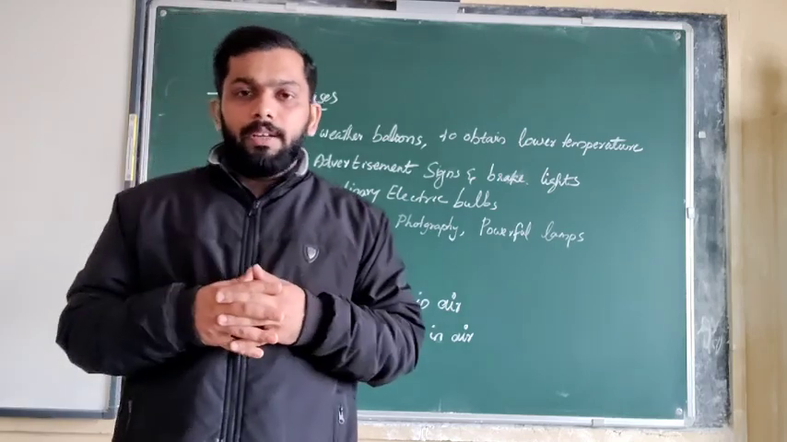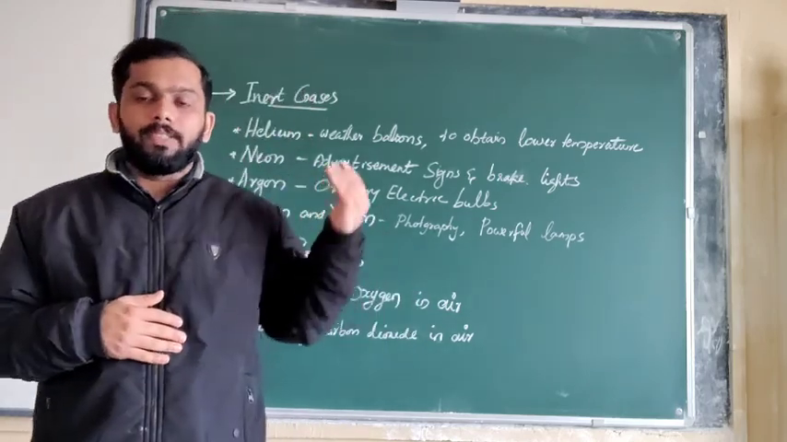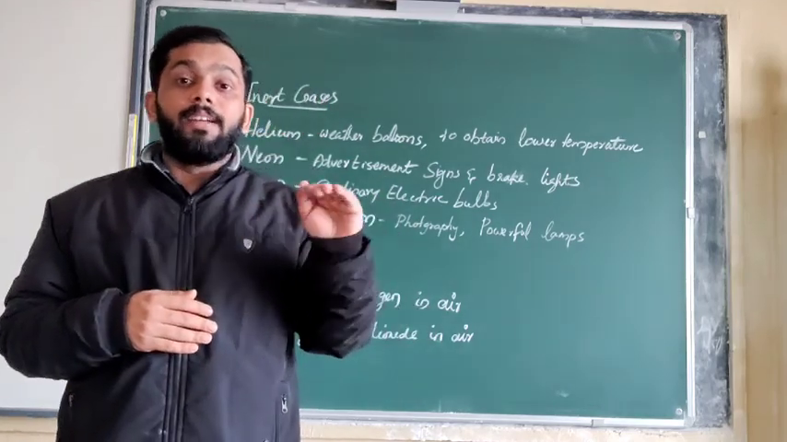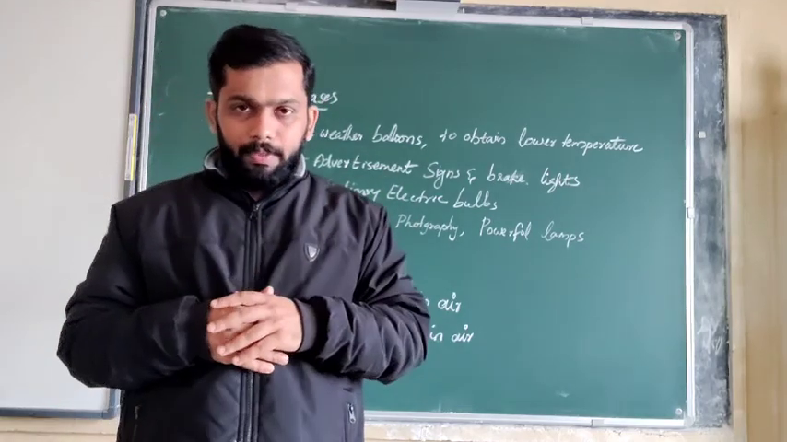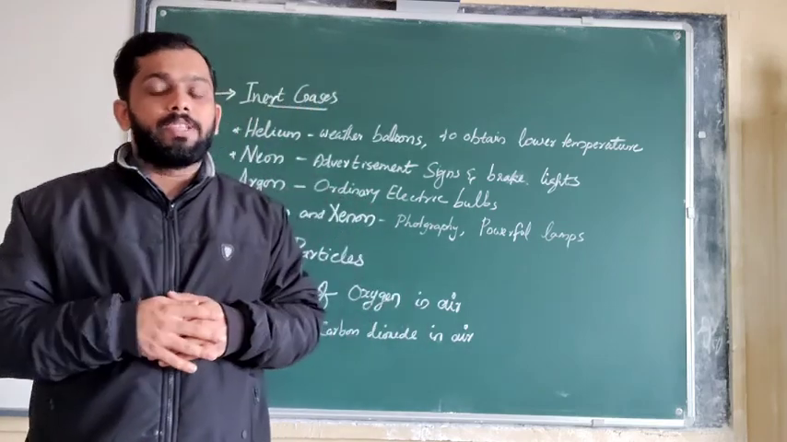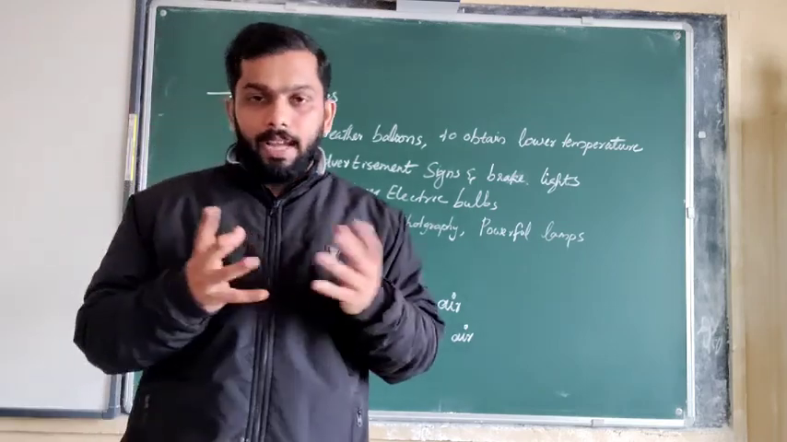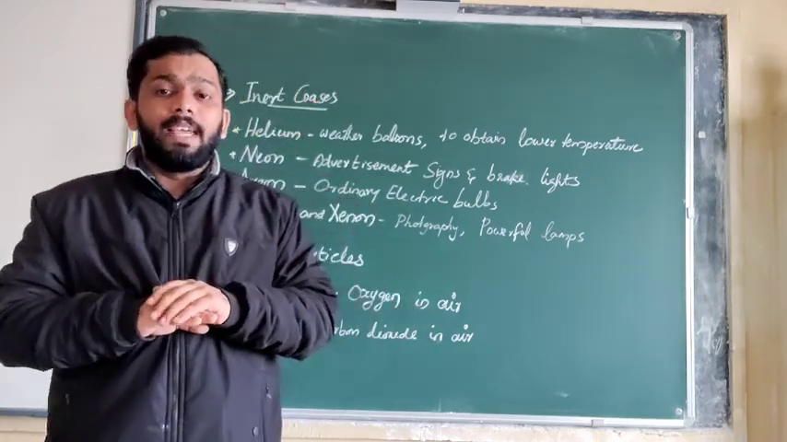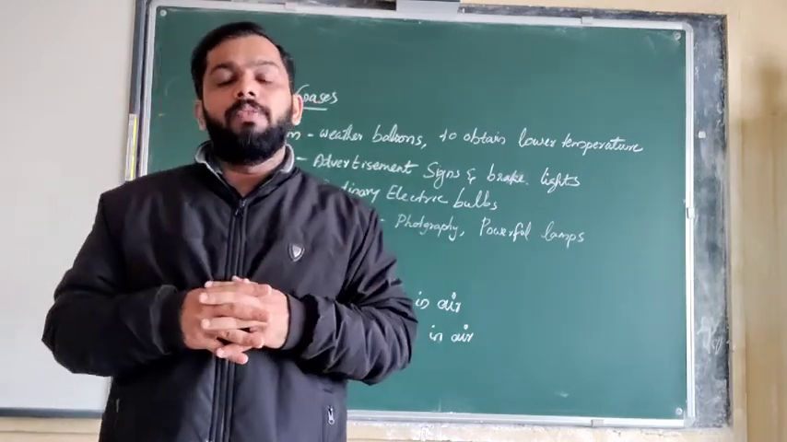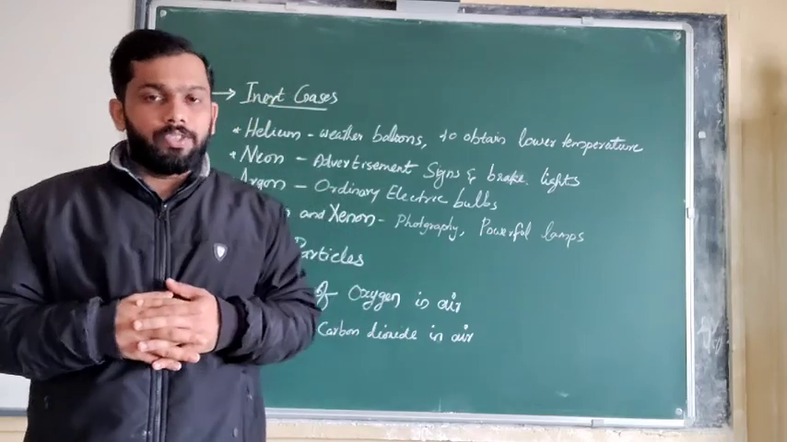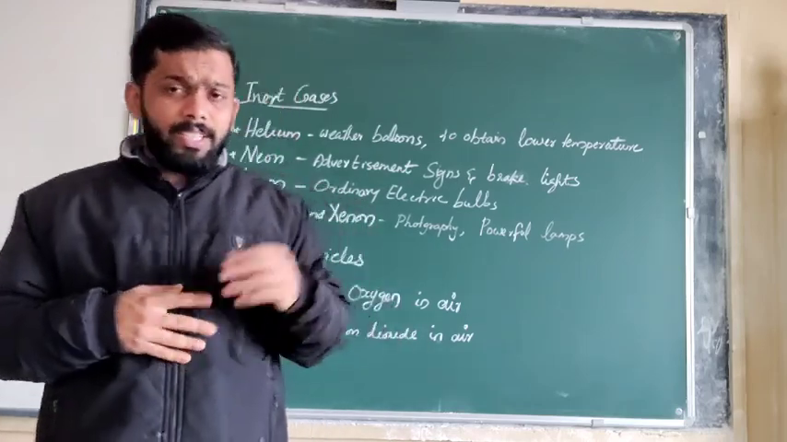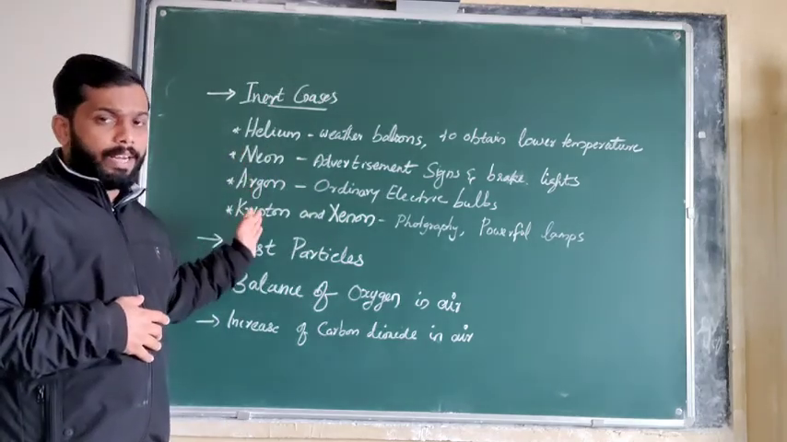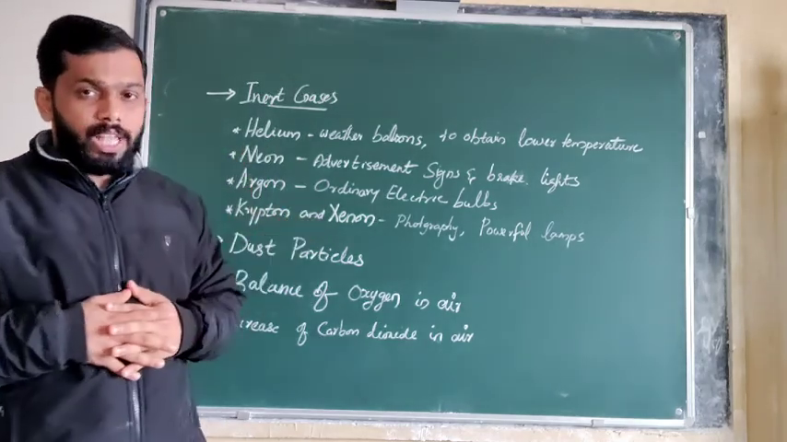Now, how do we know about inert gases? In the atmosphere, just like oxygen and nitrogen, some other gases are there. These gases are inert, which means they are not active, because in their uppermost shell they have 8 electrons, so they normally don't participate in any chemical reaction. That's why we call them inert gases. Some of the inert gases are helium, neon, argon, krypton, and xenon.